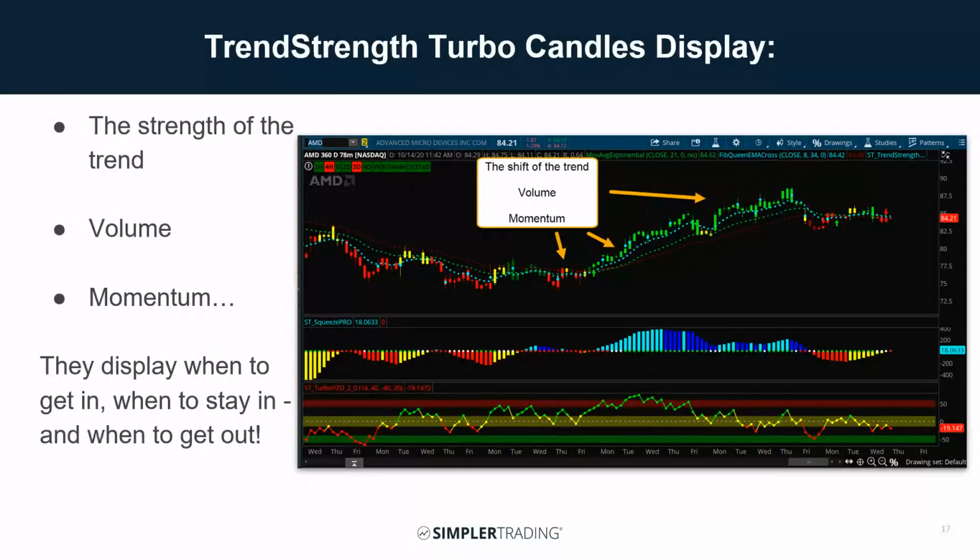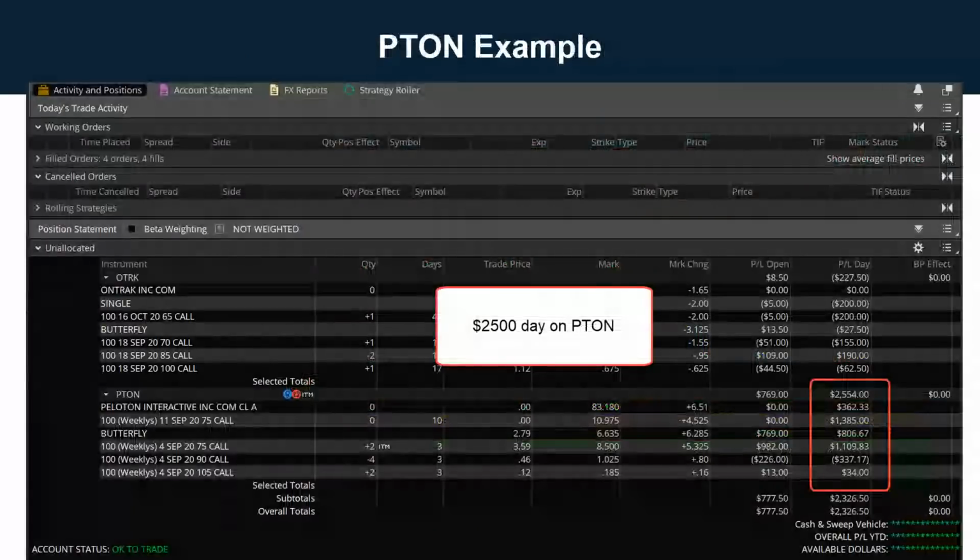So these candles display the strength of the trend, volume, and momentum. This is what I do, okay? I trade volume, I trade momentum, I trade big moves that are about to happen, okay? These are just an example of what different days look like in my life.